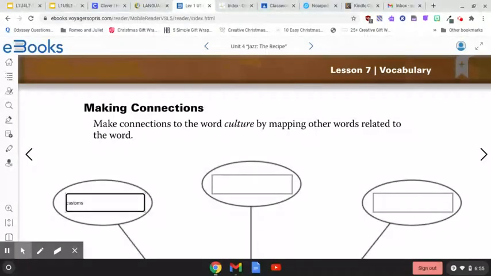Our cultures could also include different art and music. What art and or music are appreciated in your culture? Our cultures also include different types of foods. What are some foods that are unique to culture in Louisiana?